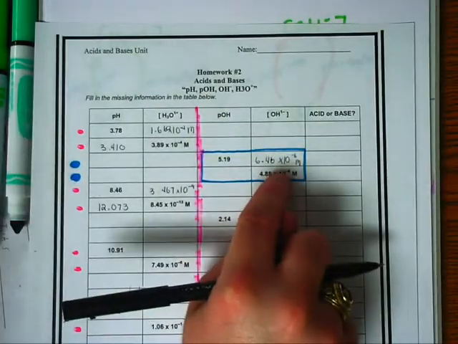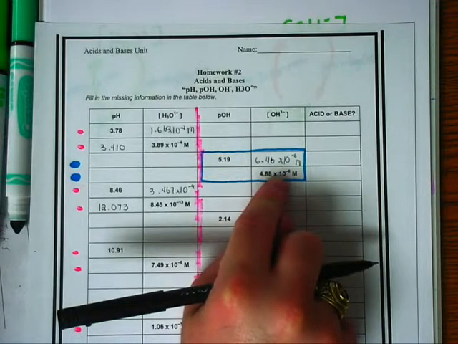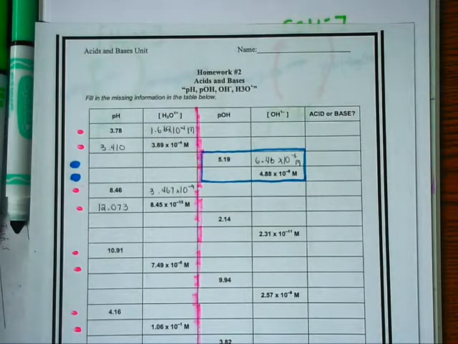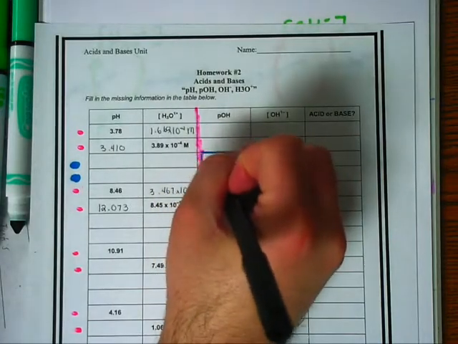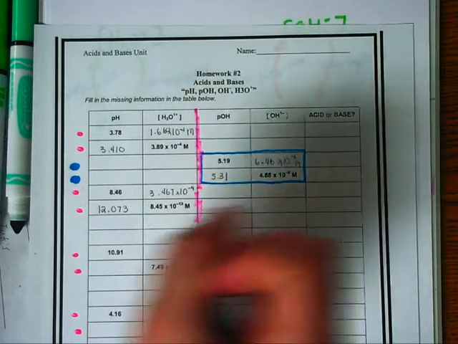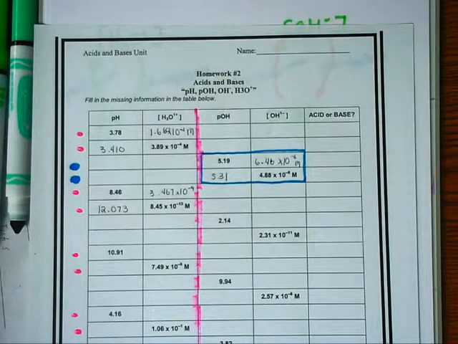How about here? Negative log of 4.88 times 10 to the negative 6 gets me 5.31, and I'm done. What if it doesn't give you the times 10 to the negative 6 or whatever? Then you don't write it. You don't? You do not. Do you see how that works out?